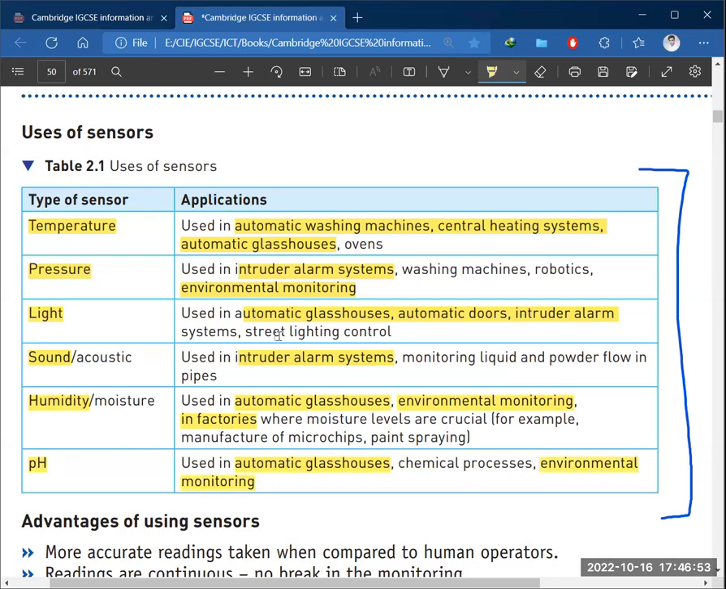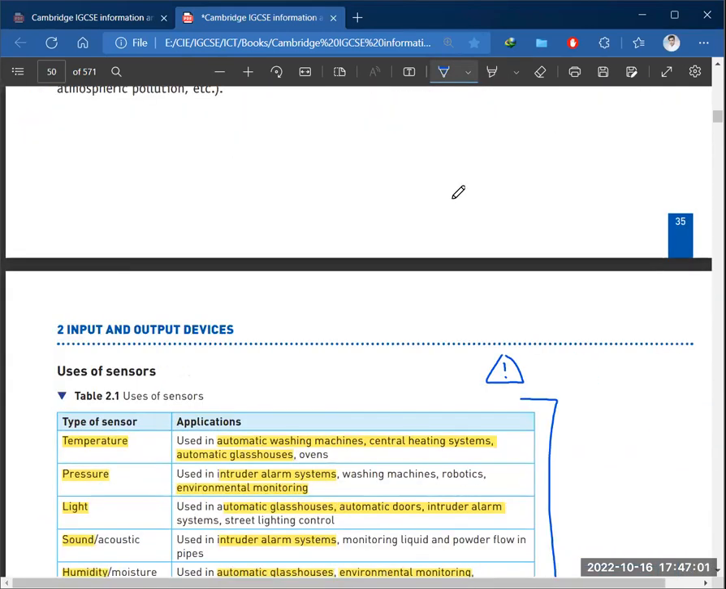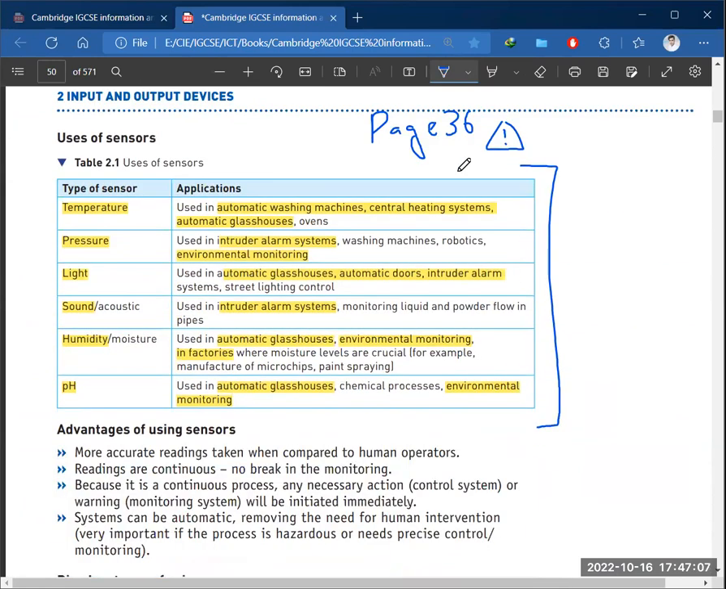Now you have to memorize this. I won't be asking you to write this in your notebook right now because we don't have time. But this is page number 35. You have the book, it's on 36 in the GCR. I'll update it as well.